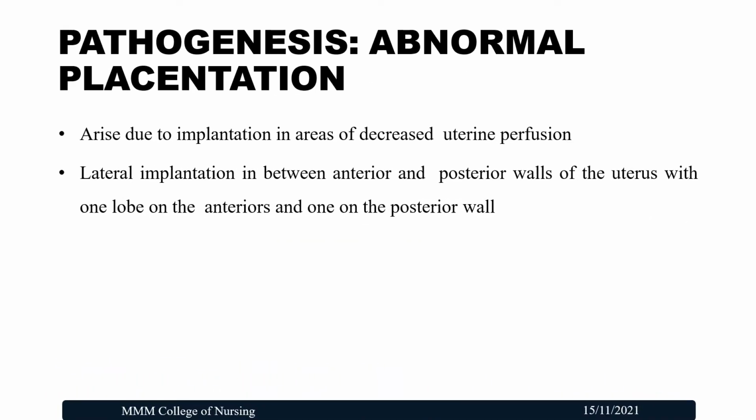What is the pathogenesis of abnormal placentation? It is due to implantation in areas of decreased uterine perfusion, or lateral implantation in between the anterior and posterior walls of the uterus, with one lobe on the anterior and one on the posterior wall. This is the pathogenesis of abnormal placentation. Sometimes it is because of implantation in areas of decreased uterine perfusion, or sometimes lateral implantation.